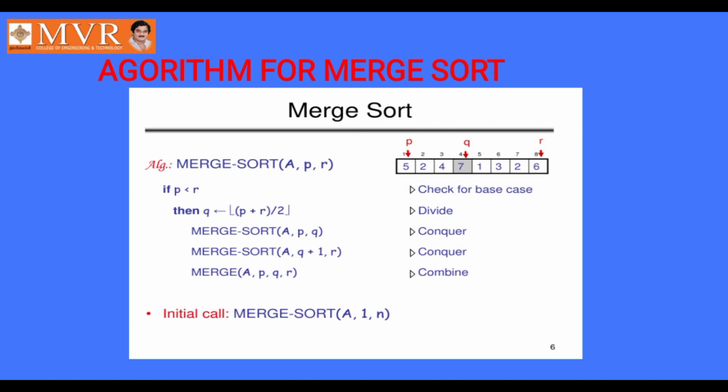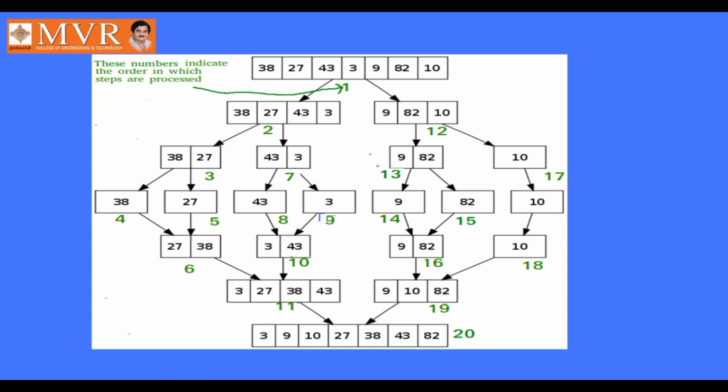This is my merge sort, and here I follow the recursion procedure. The same function, that is merge sort, is called a number of times within itself. Since the same function is called within itself, this procedure is called recursion. Next, here is an example for the merge sort algorithm.